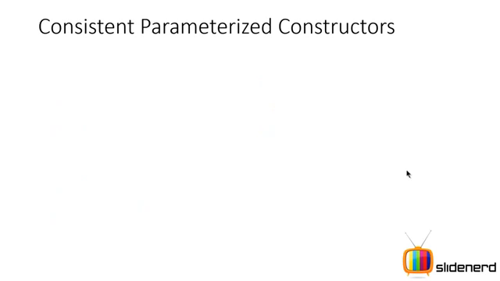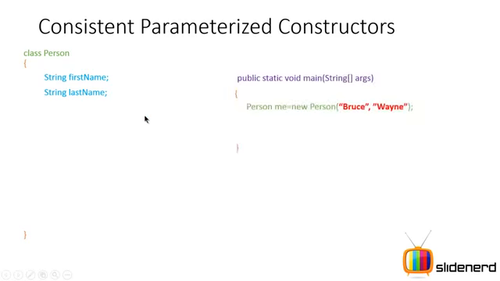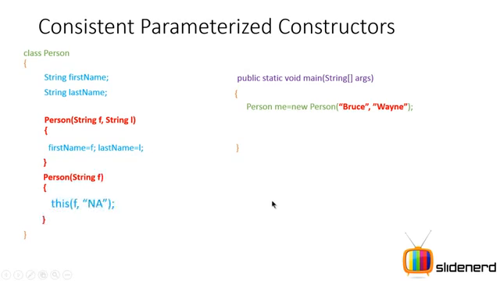Consistent parameterized constructors. So, a very simple trick. Class Person, string firstName, string lastName, the same thing, and then there's the main function. This time I say Person me equals new Person("Bruce", "Wayne"). So that goes inside string F and string L. firstName becomes F, lastName becomes L. But notice here carefully, I have the other constructor Person that only takes one argument, string F, and it has a weird statement written inside which says this(F, "NA").